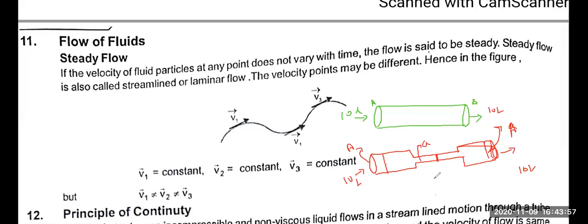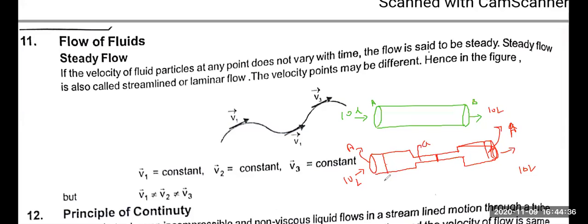Because if I talk about the concepts, I can say that if 10 liters are entering this pipe at any instant, then each point should have 10 liters flowing, right? Yes or no? Tell me. Or should 10 liters be allowed to flow per unit time? Agree? But how is this possible? Just ask yourself how this is possible.